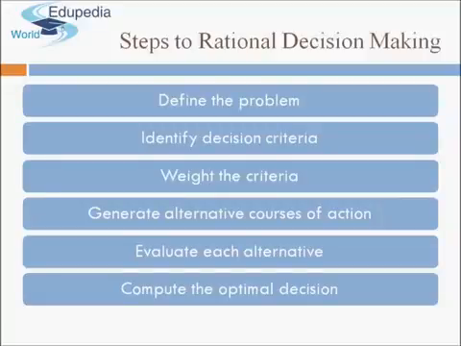Once you have given weightage to the criteria, you will come up with generating an alternative course of action. That means you will find out all those possible alternatives. So once you have given the weightage to the criteria, you will generate all those possible solutions that come to your mind. Once the solutions are generated, maybe you find out five different solutions, you will pick up one particular solution and that will be your decision. That is evaluating each alternative. Once you have developed all the alternatives, you will evaluate all these possible solutions and then you will come up with making an optimal decision, which is the rational decision.